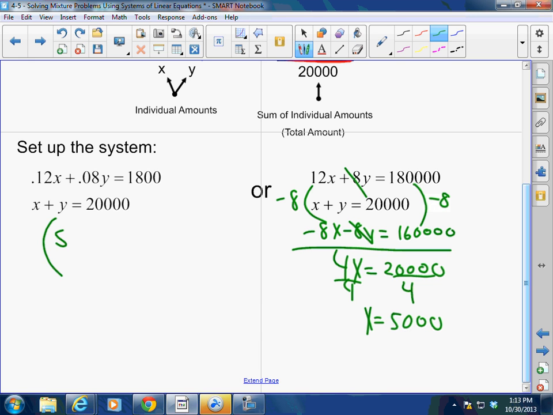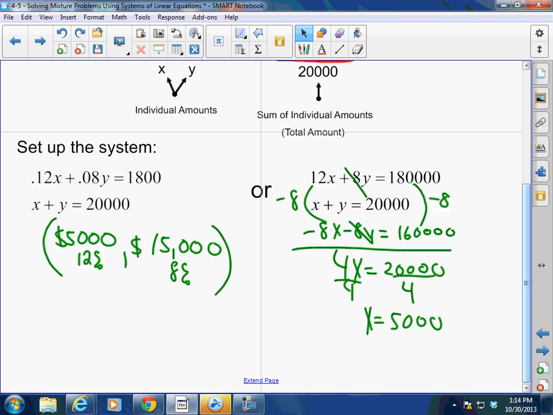So I have $5,000 of the 12% account. Well, first I put 5,000 to the 12% account, which was X, and then I put the rest into my 8% account. Talk to me, guys. Does that make sense? Okay, let's do another one.